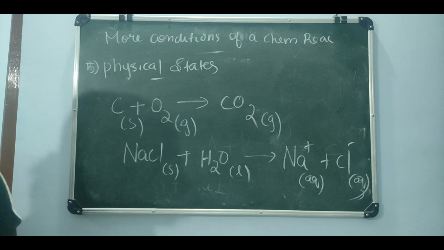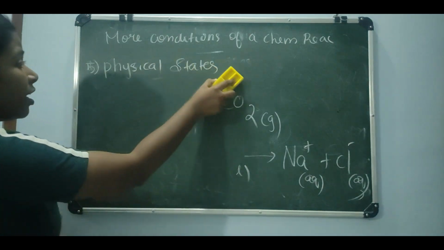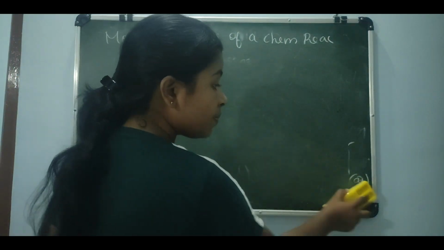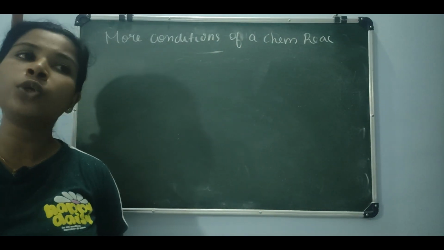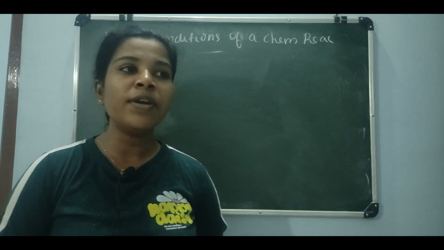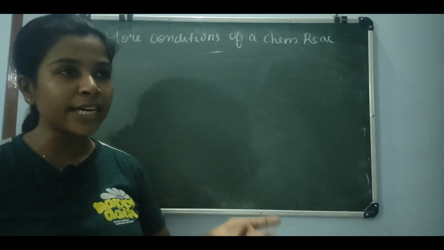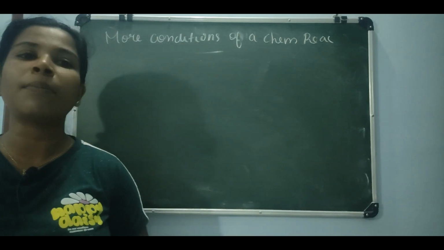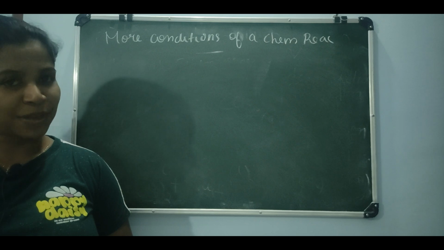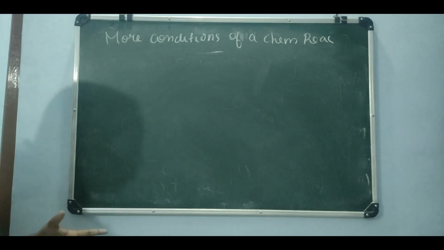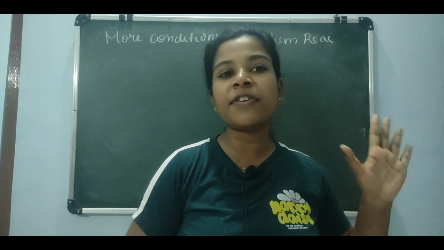Alright. That's it about the more conditions of a chemical reaction. So we learned about physical changes, we learned about chemical changes. Then we learned how to balance a chemical equation, about balanced and unbalanced chemical equations. Then we learned about different conditions that influence a chemical reaction. Now next we are going to different types of chemical reactions. There are different types of chemical reactions. Here in this chapter we are going to study 5 different types of chemical reaction.